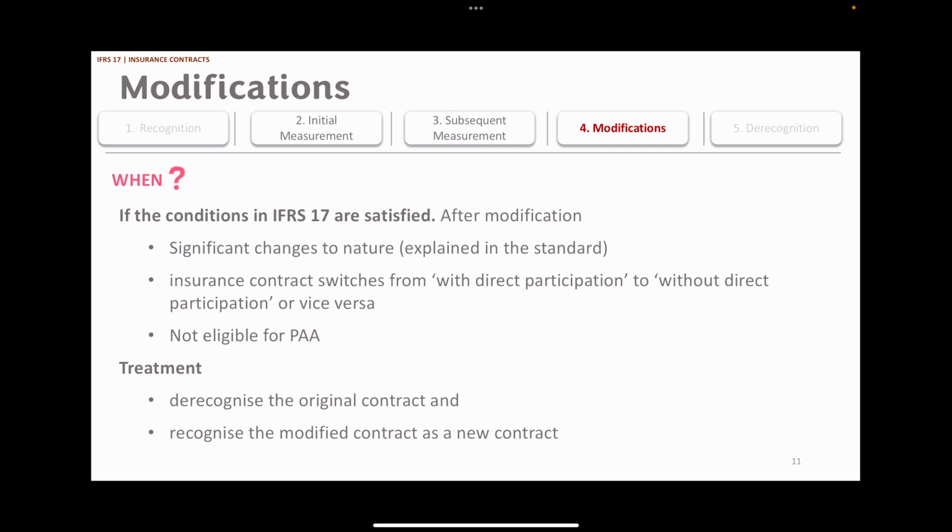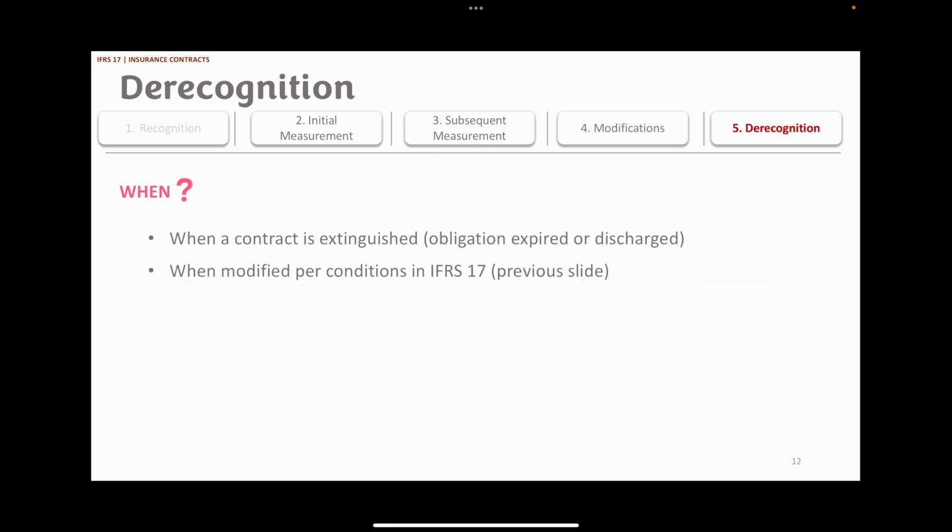What happens when there are modifications? IFRS 17 requires the original contract to be derecognized and the new modified contract to be recognized as a new contract as per IFRS 17. When should a contract be derecognized? A contract should be derecognized when it is extinguished, that is, the obligations under the contract have expired or have been discharged, or when there are modifications as per IFRS 17. Those are the conditions we looked at in the previous slide.